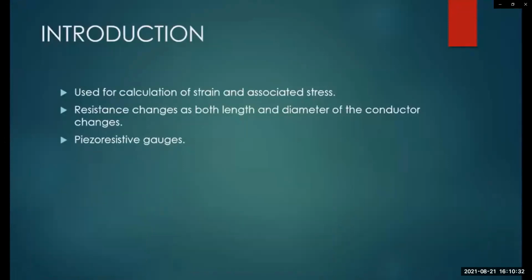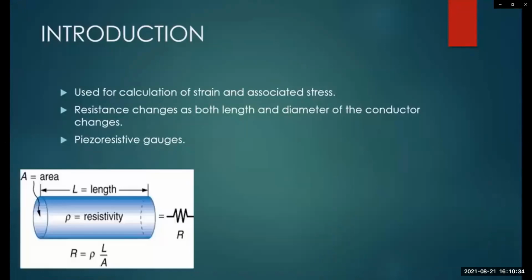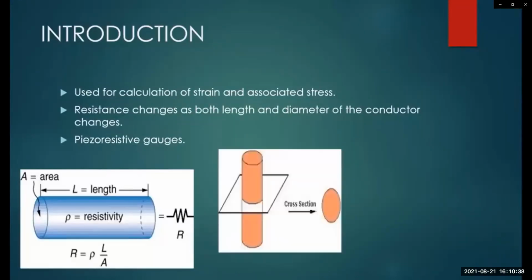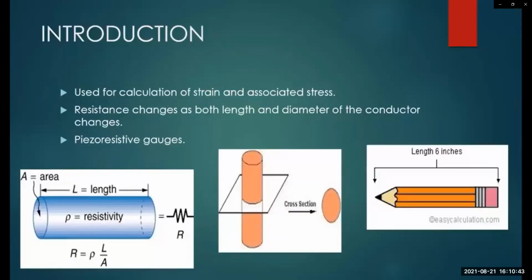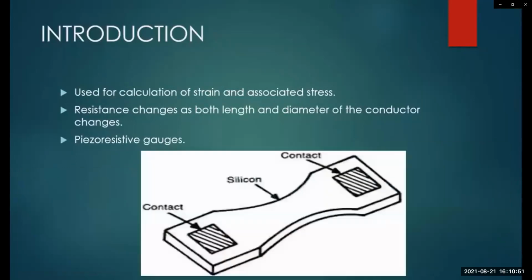change. Also, there is a change in the value of the resistivity, as rho equals R A by L, where A is the cross-sectional area and L is the length of the wire or the conducting material, whatsoever you are taking, and R is the resistance offered by the conductor. These types of strain gauges are known as piezo-resistive gauges.